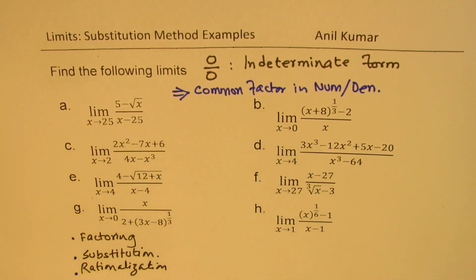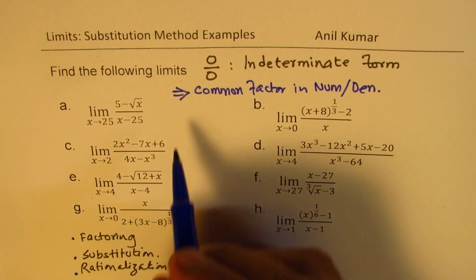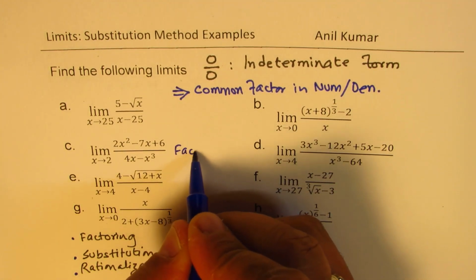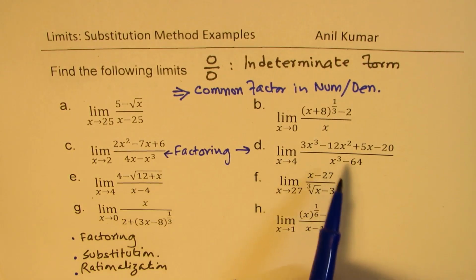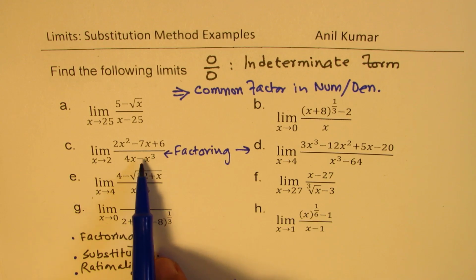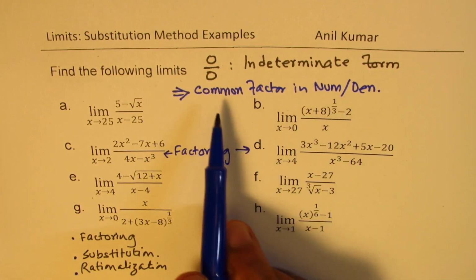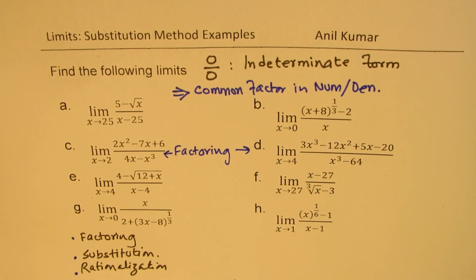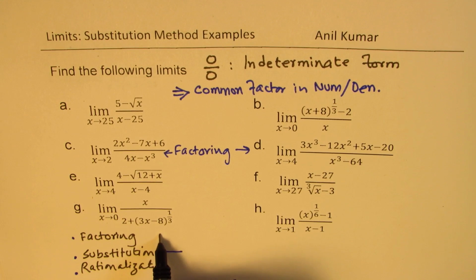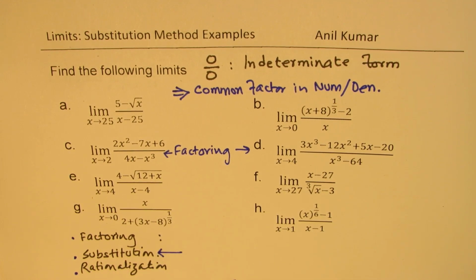So all three techniques are well known and can be applied. I will use factoring for these two examples. If I factor numerator and denominator in these two examples, I'll be in a position to cancel the common factor, and then by substitution I'll get the limit. For the rest of the questions, I'll prefer to practice substitution. We could do factoring for others also. For factoring, there are two formulas which are extremely important, which I'll mention here.